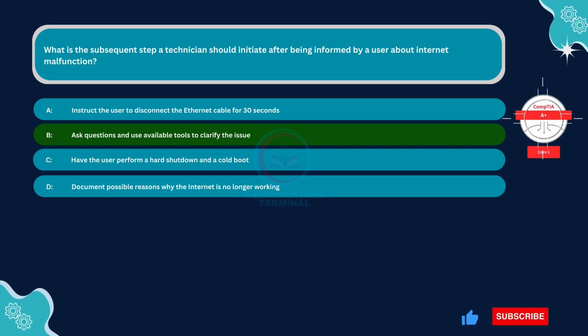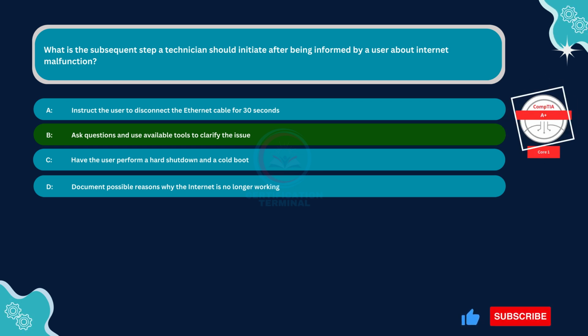This option is the correct choice because, after being informed about internet malfunction, the technician should engage with the user to gather more details about the problem. Asking questions helps clarify the nature of the issue, such as whether it's a problem with the network configuration, hardware, or service provider. Additionally, the technician should use available tools, such as network diagnostic software or remote access tools, to further investigate the problem and gather relevant information for troubleshooting.